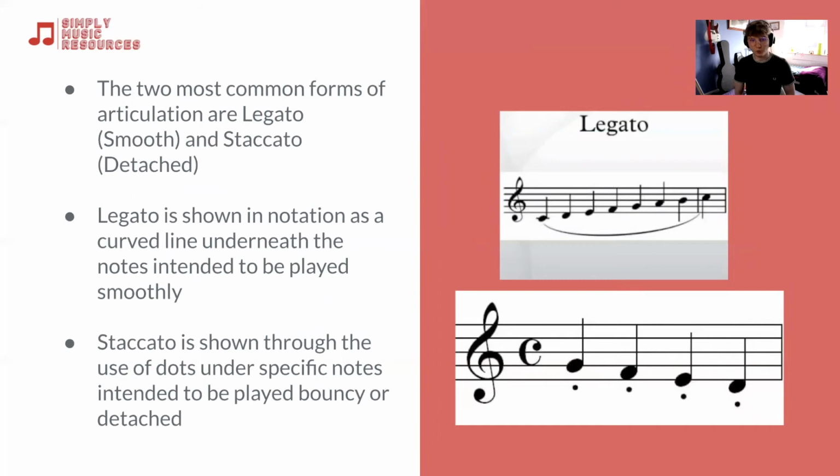Two of the most common forms of articulation are legato, which means smooth, and staccato, which means detached or bouncy. Legato is shown in notation as a curved line underneath the notes which you desire to be played in this way. And staccato is shown through the use of dots underneath the notes which you desire to be played bouncy or detached.